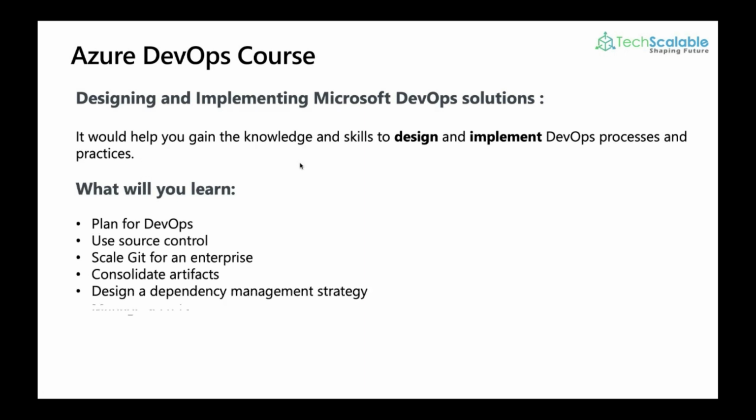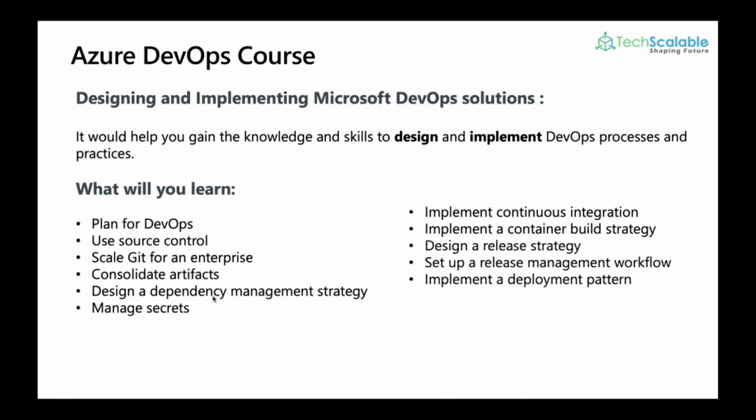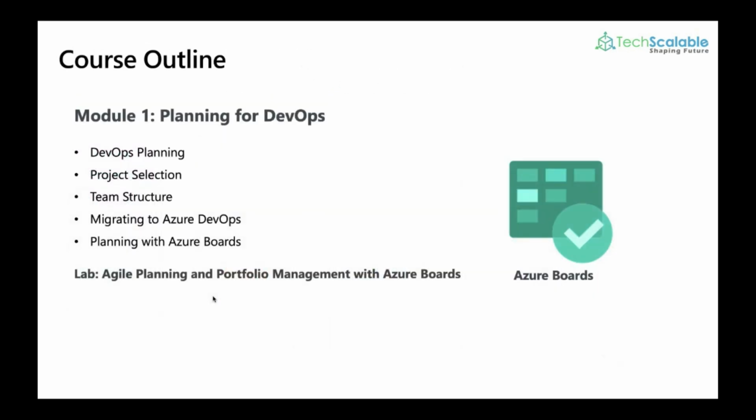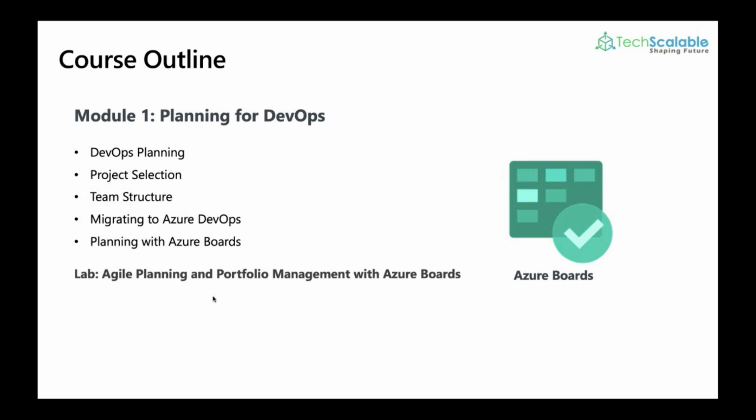So we learn about source control in this, a little bit of artifacts, managing the stuff, and how to optimize the feedback. These are the important services which we would be talking about, and we would be discussing them in our courses. We would first start with what exactly is Azure Boards, how to plan, how to create a project, how to create an organization, how to create a team structure. Those things would be covered.